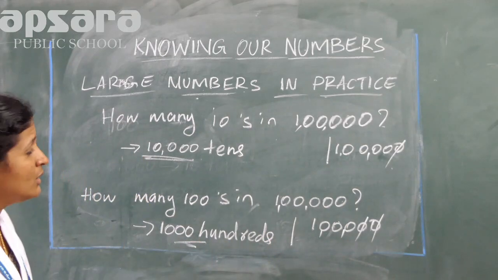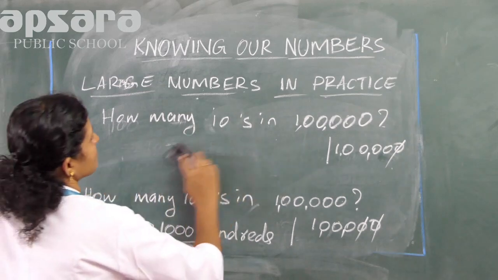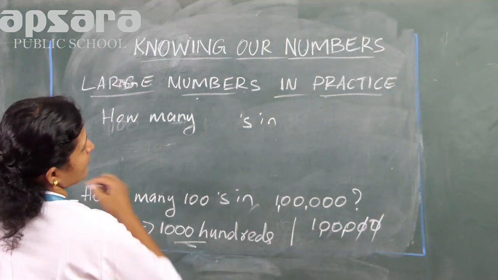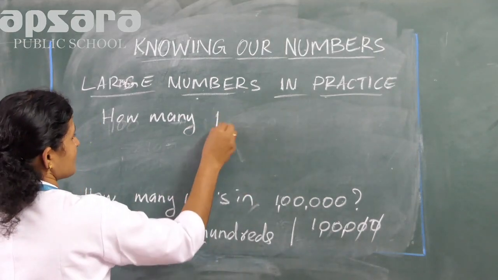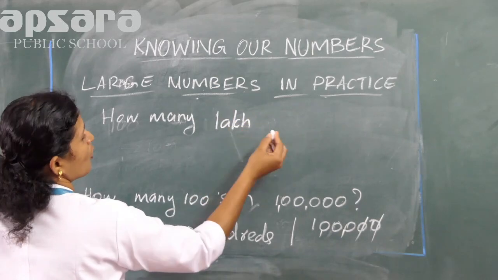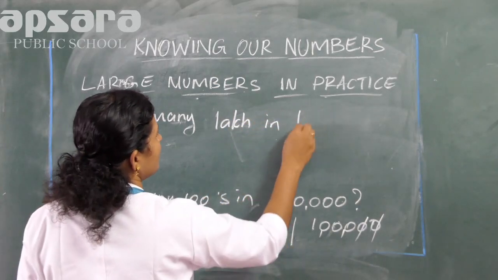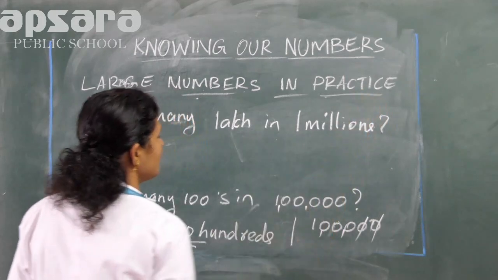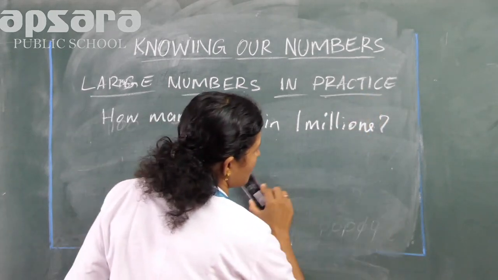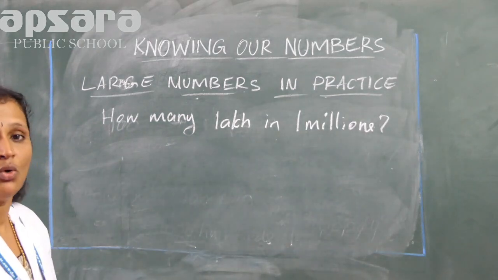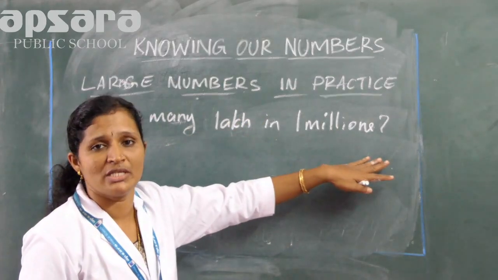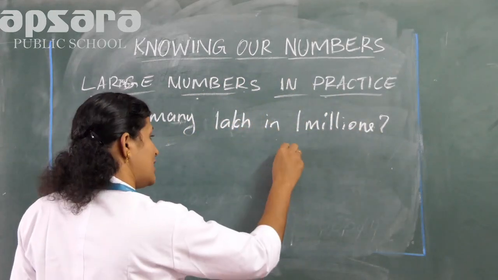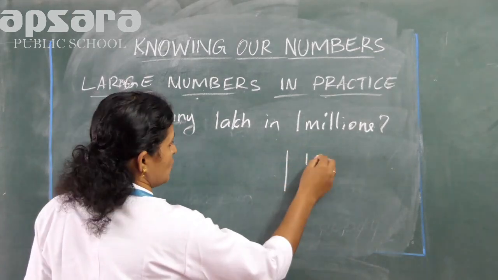Okay, clear? Let us take one more example. How many lakhs in 1 million? We have studied both the Indian and international systems. So you know how many zeros are in lakhs and how many zeros are in millions, right? So which number did they ask to split? Million. So how many zeros in million? 6 zeros.